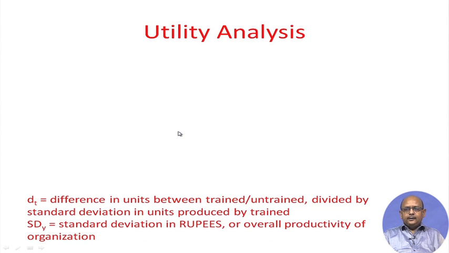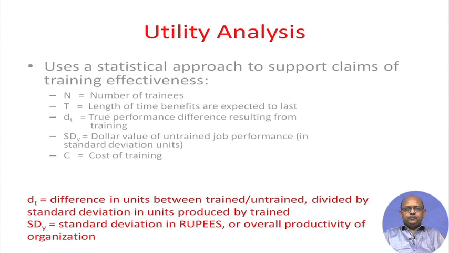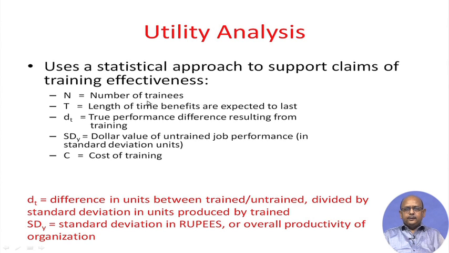So, in this slide you can see here that n is the number of trainees, then t is the length of benefits, the length of time benefits are expected to last. And delta t is the true performance difference resulting from training. So, the difference in performance, that is training.